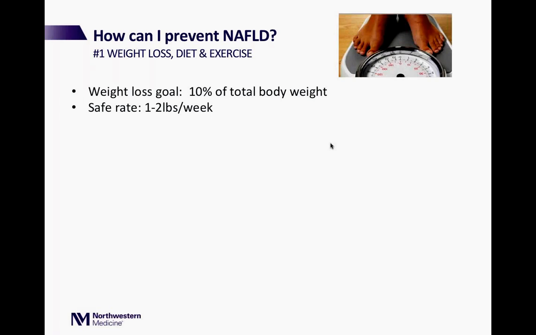And so I want to specifically focus on what's a safe weight loss goal. Well, we know from a lot of studies that have been done looking at weight loss and fat in the liver that if you can lose 10% of your total body weight, that you will have significant improvement in the amount of fat that's in the liver, as well as the amount of inflammation that has occurred in the liver as a result of the fat. The safe rate of weight loss that we recommend is about 1 to 2 pounds per week. Any more than that, and you might actually put yourself at risk for worsening of your fatty liver. So it's very important to stay at a healthy weight and lose weight at a healthy rate.